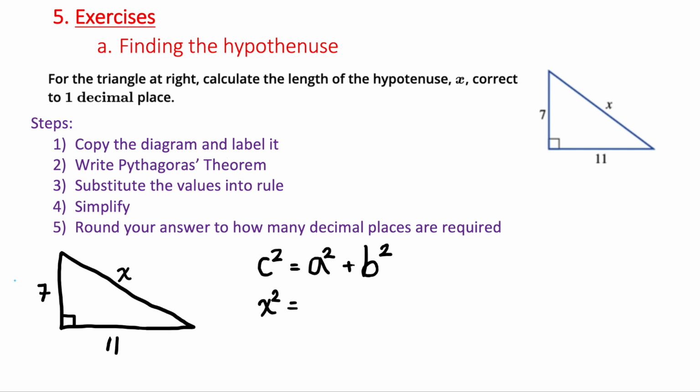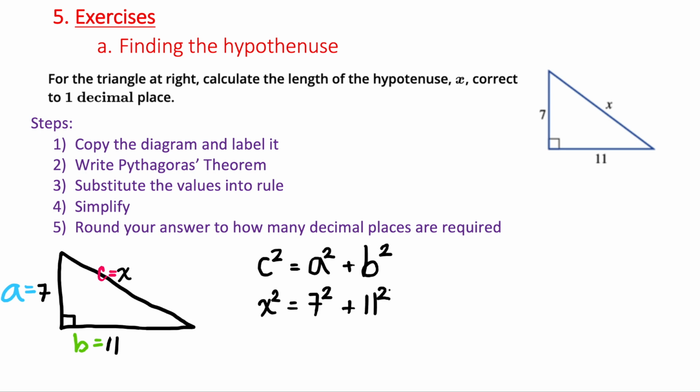So to do that, I'm going to say this side is going to be A. So A is equal to 7, and B is equal to 11, and C is equal to x. So A is 7, so we write here 7 squared plus 11 squared.